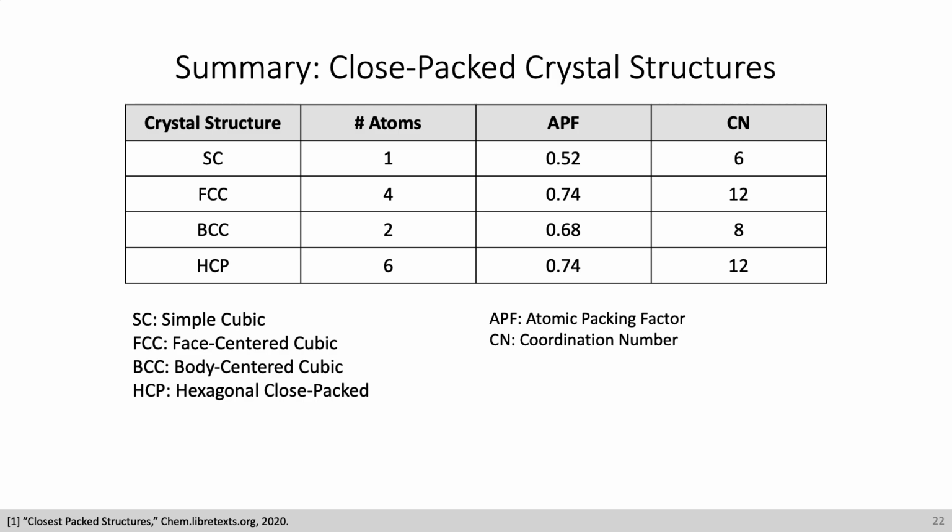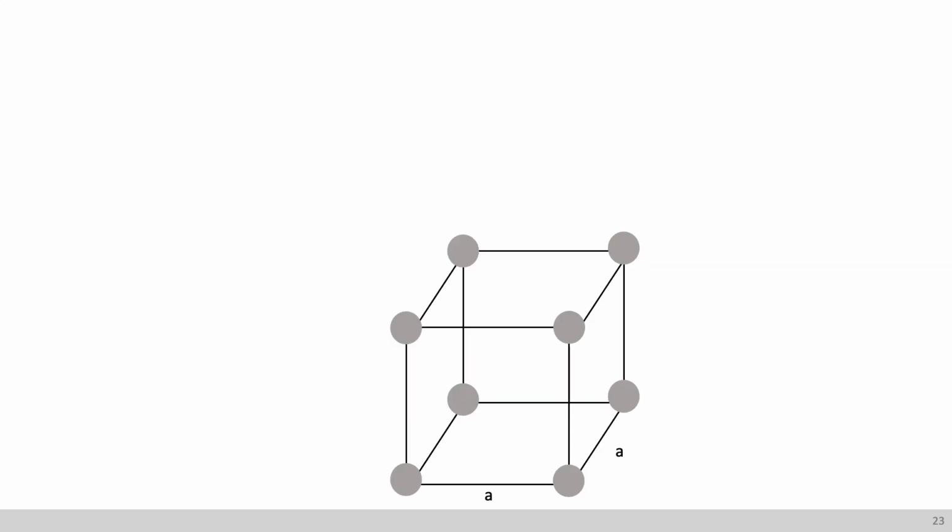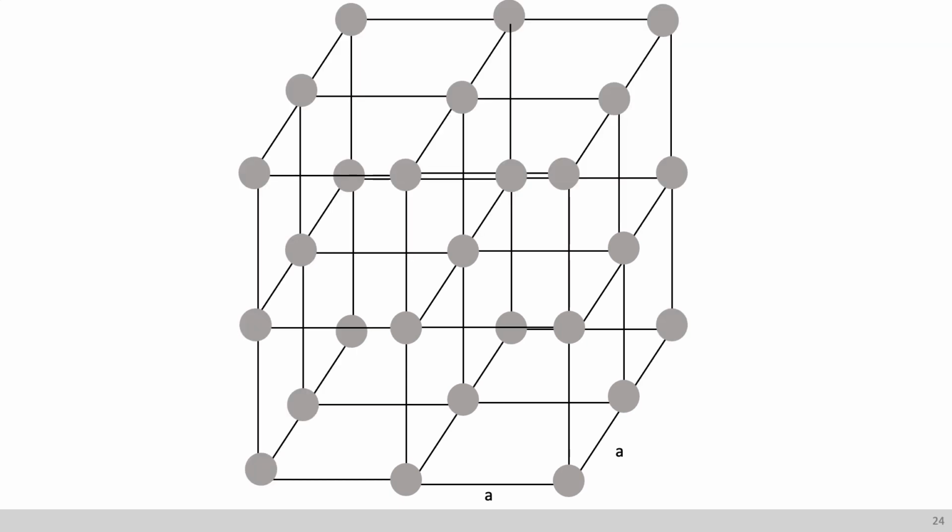And so to calculate that for simple cubic, for example, which has a coordination number of 6, while FCC has 12, BCC 8, and HCP 12, what we can do is visualize it like this. So here I see a simple cubic structure. If I add more cubes, it will look like this, and they're all simple cubes stacked on top of each other.